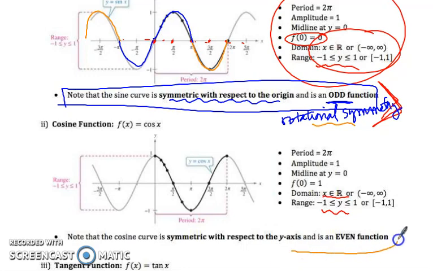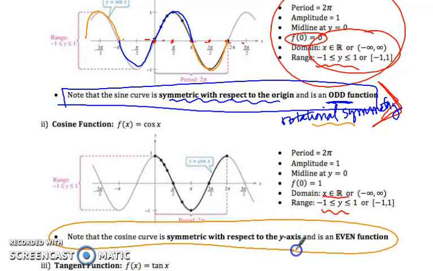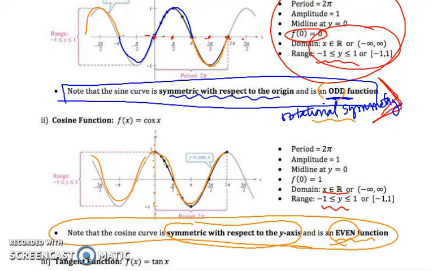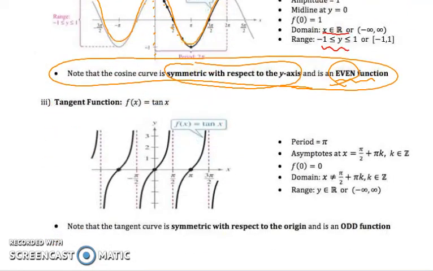The cosine curve is an even function, so graphically, what does that mean? It means it has symmetry with respect to the y-axis. If you folded your paper right down here to the y-axis, you would get this part of the graph lying exactly on top of the other side. So cosine curve is an even function, sine curve an odd function. So what is a tangent curve? Is it even or odd?